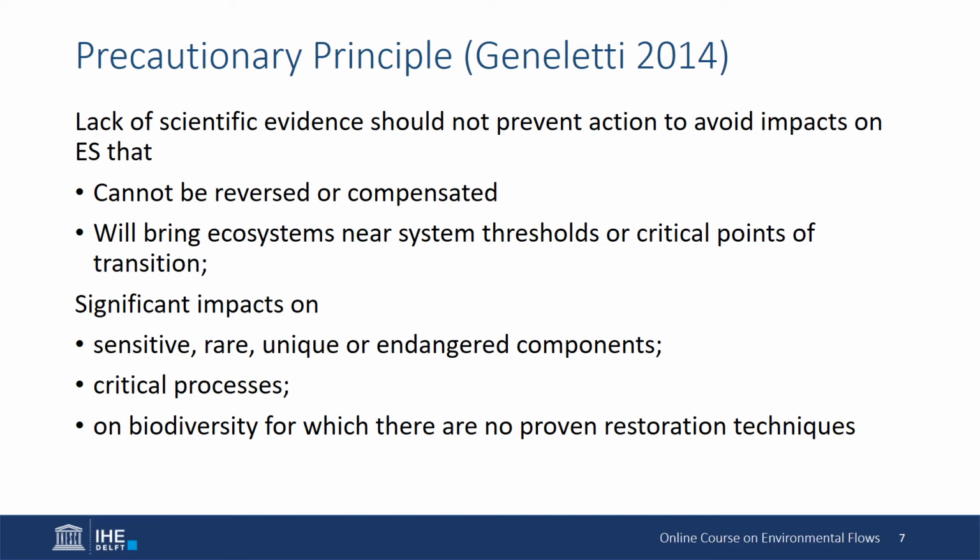This means that if there is not enough information to decide if an impact will be significant, decision makers should assume that it is going to be significant and act accordingly. Significant impacts might be, for example, changes that will bring ecosystems near system thresholds or critical points of transition from which they could not recover. In other words, changes that will affect the resilience of ecosystems.